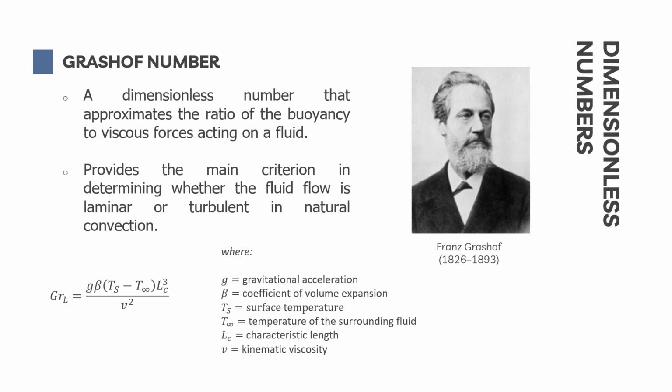Larger Grashof number signifies stronger buoyancy forces compared to viscous forces, indicating dominant natural convection. This leads to a stronger fluid flow and higher heat transfer rates. Smaller Grashof number suggests weaker buoyancy forces relative to viscous forces, implying less significant natural convection. In such cases, forced convection might be necessary for effective heat transfer.